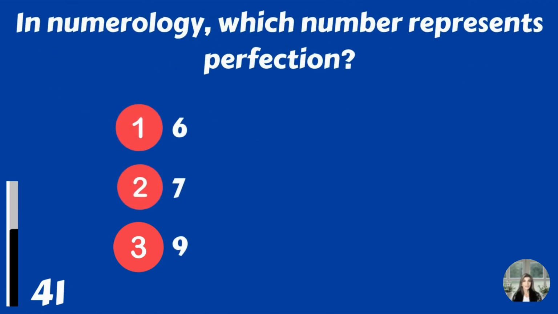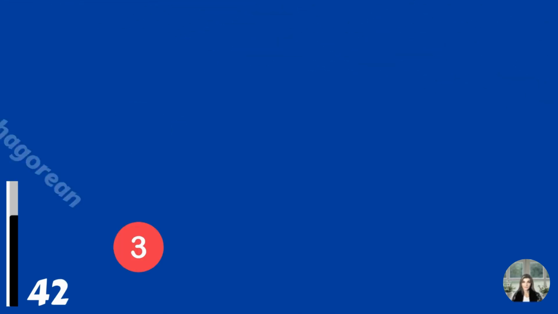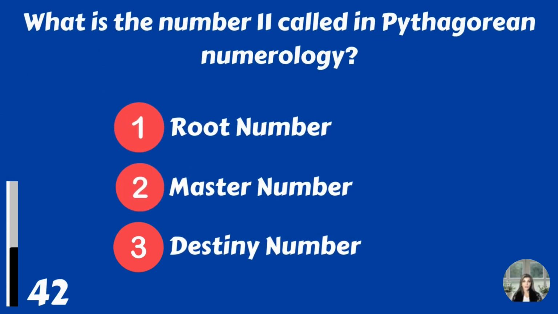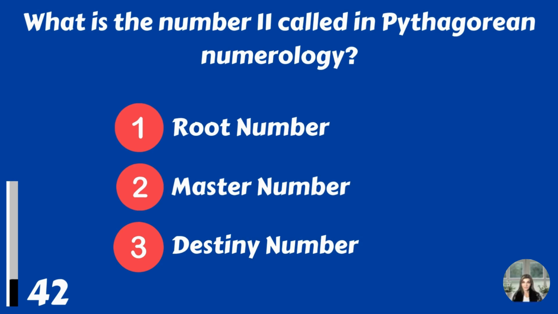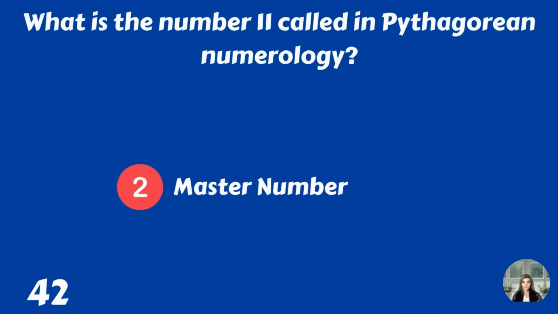In numerology, which number represents perfection? 6, 7, or 9? 6. What is the number 2 called in Pythagorean numerology? Root, master, or destiny? Master number.